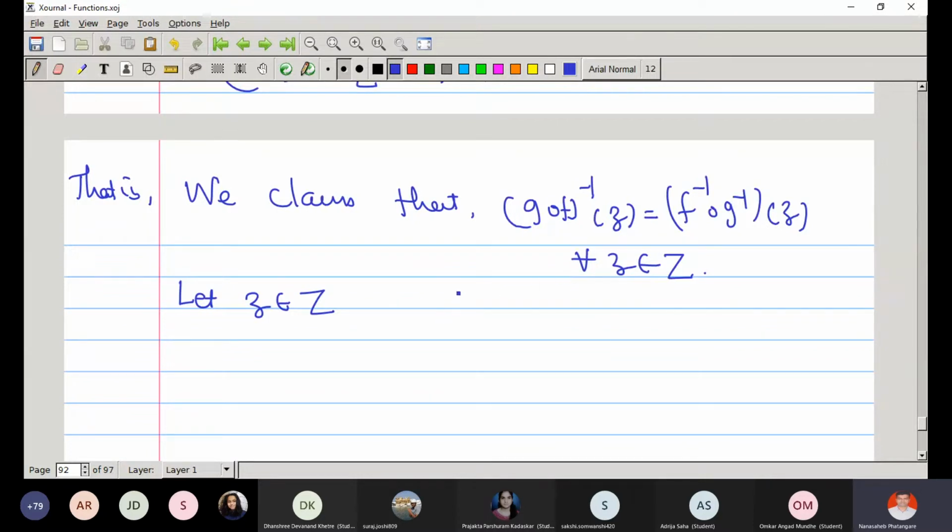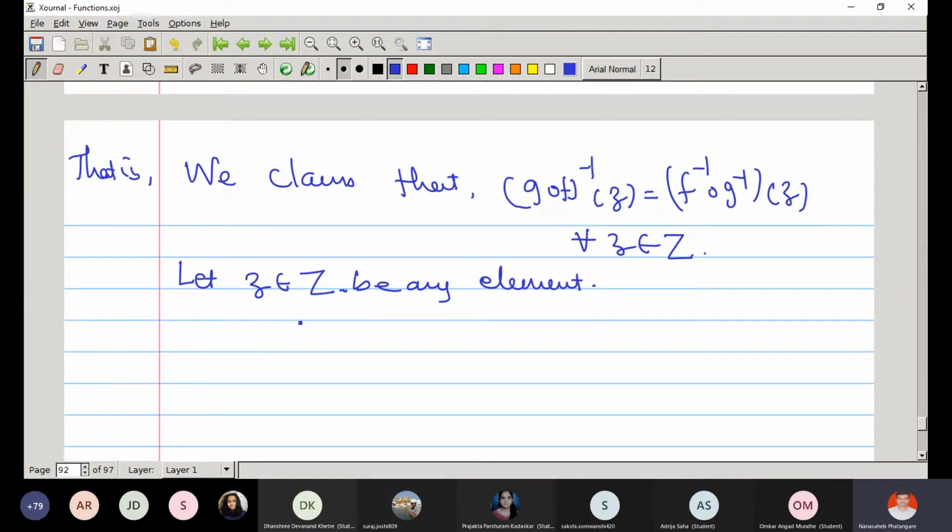Without any bias, you should always think logically about what we are doing. First of all, choose an arbitrary element from Z, apply these two functions on it, and check whether the result is the same.